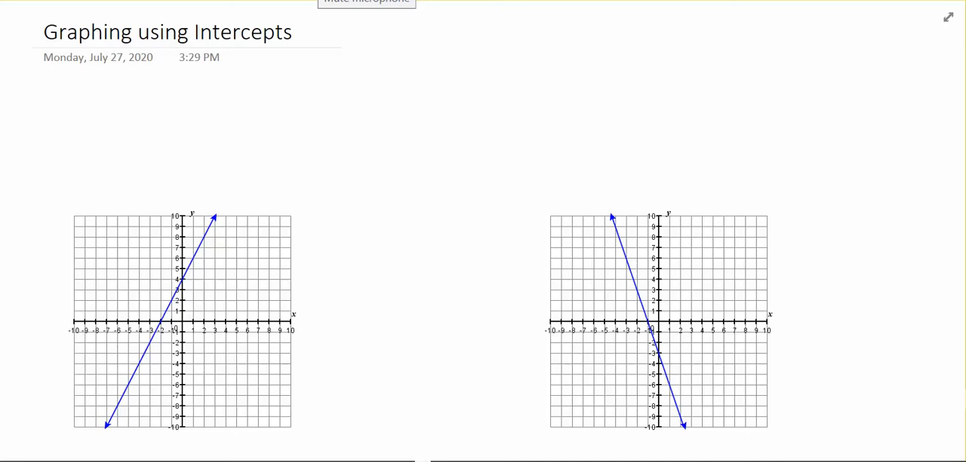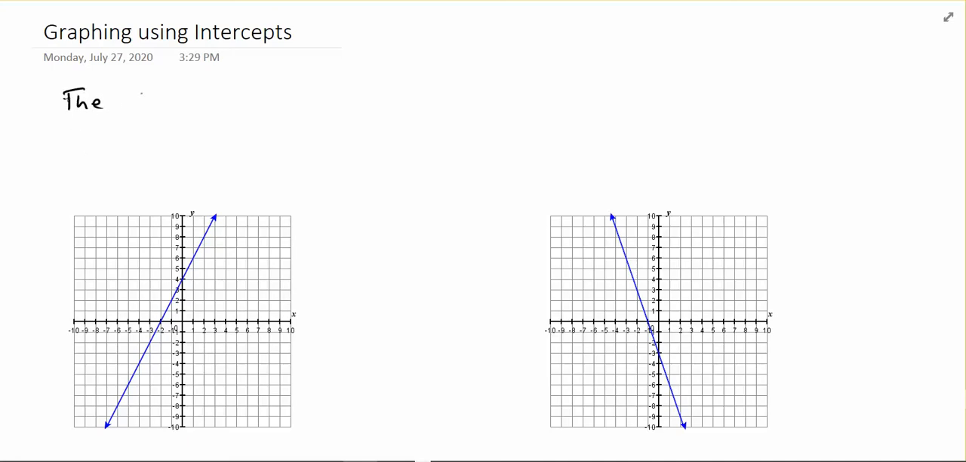In this video, we will explore how we graph a linear equation using the intercepts. This will be our second method. So first of all, what are these things called? Intercepts. So there are two.